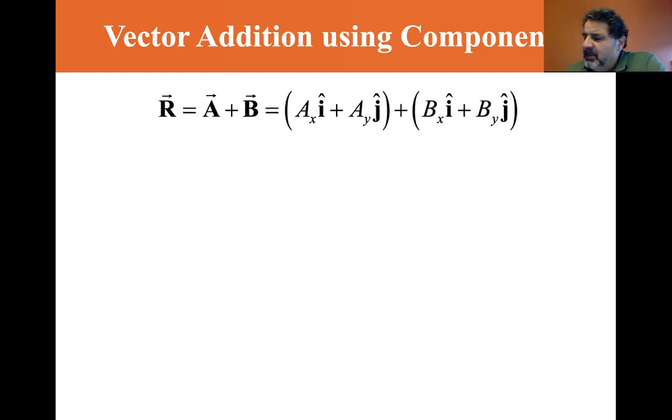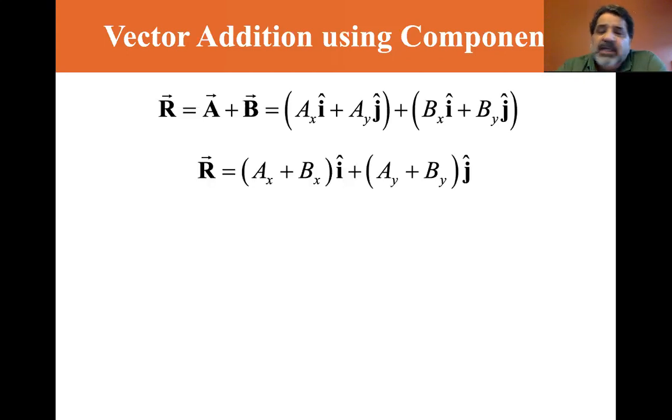Well, how do we add these together? Well, we add the i components and we add the j components. We gather together the AX and BX. So R becomes AX plus BX times i hat, and we gather the Y components, AY plus BY times j hat. So whenever you have adding by components, you take all the X values and you take all the Y values, and if it's three-dimensional, then you take all the K values.